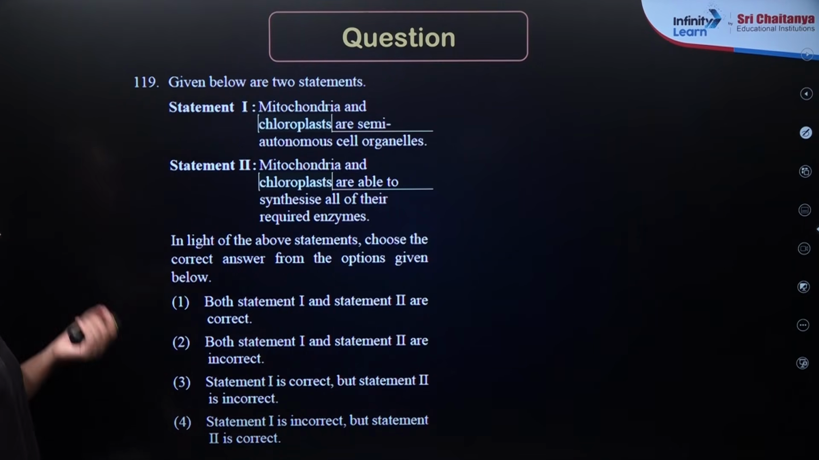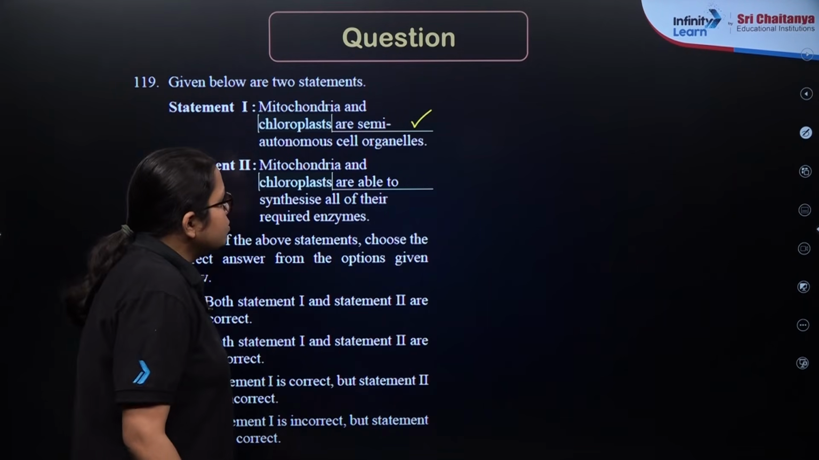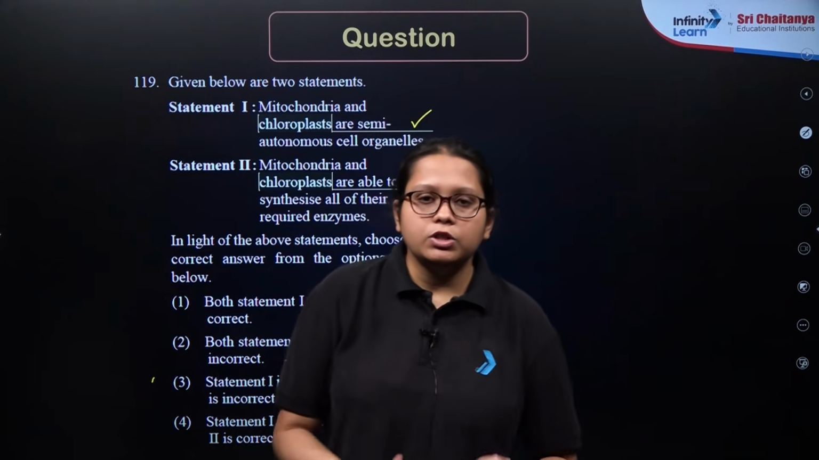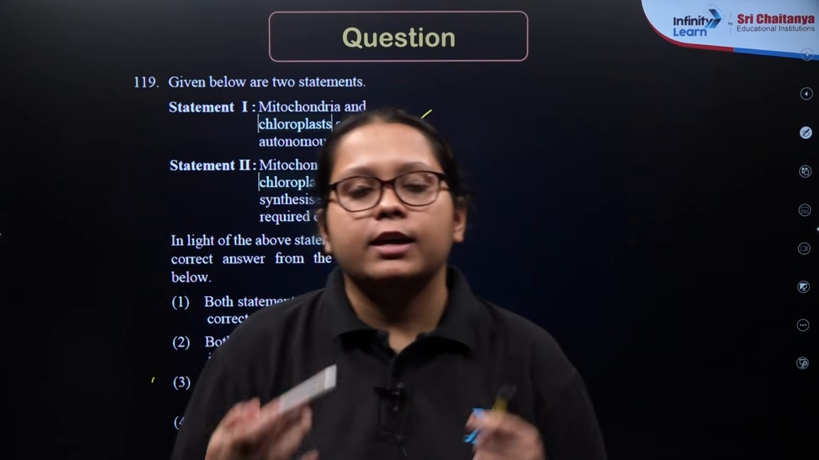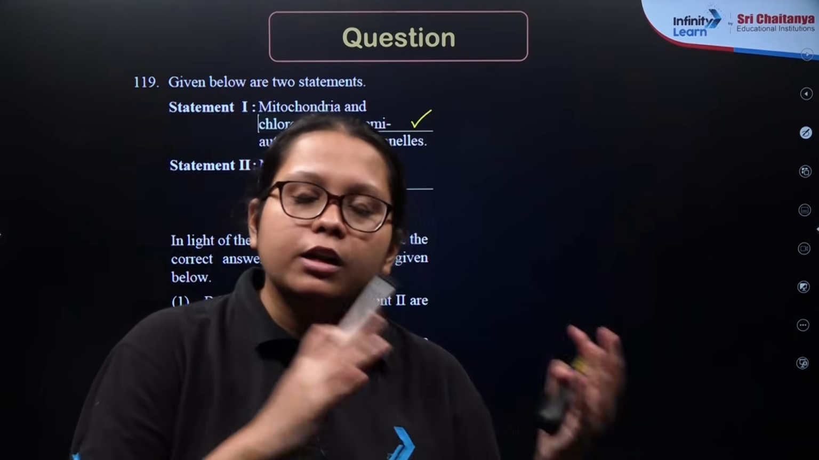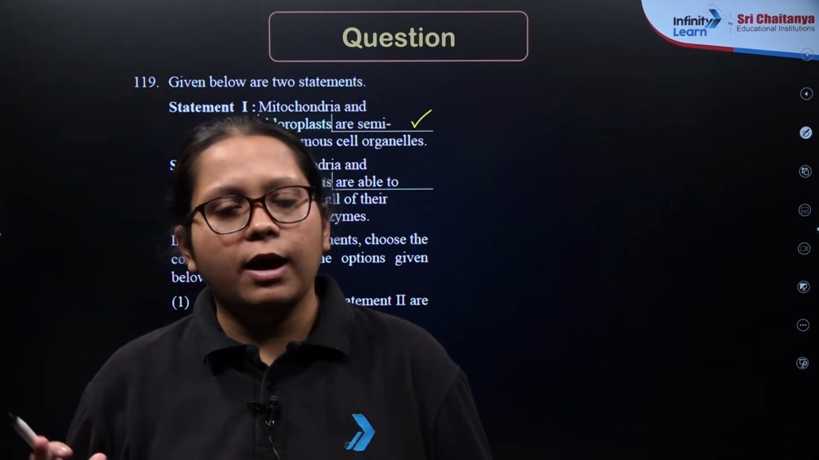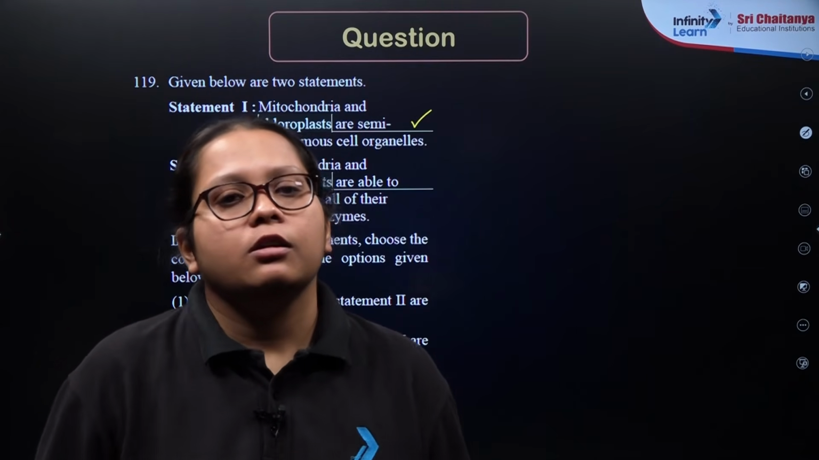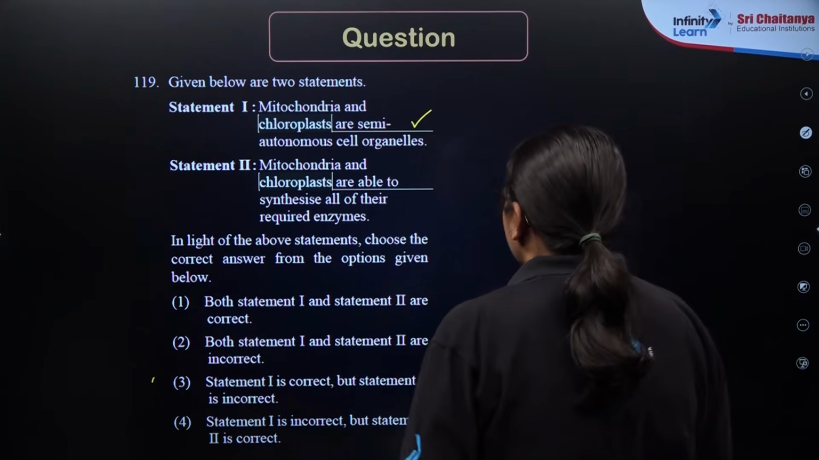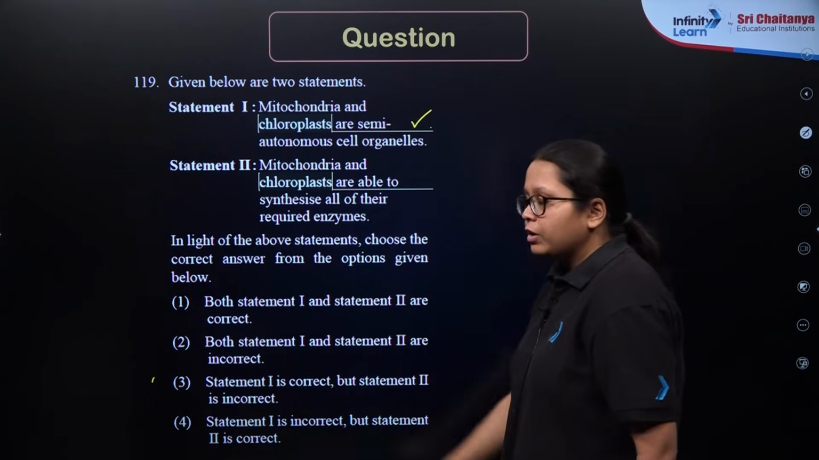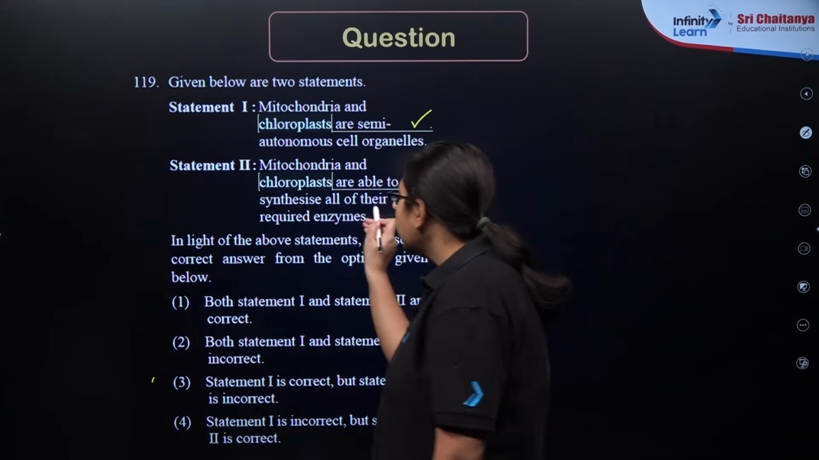So, mitochondria and chloroplasts are semi-autonomous cell organelles, which is true. What are semi-autonomous cell organelles? Those cell organelles which have their independent DNA, independent RNA, independent ribosomes, and can replicate independently of the nucleus. Whenever the nucleus is replicating, it doesn't matter, mitochondria and chloroplasts can replicate on their own. That is your semi-autonomous organelle. Okay, so this is true. Second one, mitochondria and chloroplasts are able to synthesize all of their required enzymes.